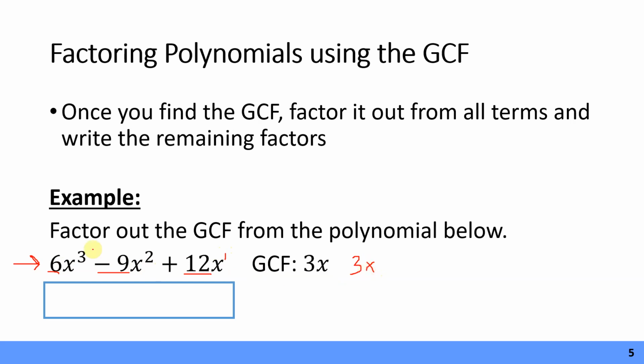And then once you find your greatest common factor, in order to factor out, what you do is that you put it outside and then you open parentheses. So we're going to open parentheses. And then all of the terms here are going to have 3x. It's not that hard to do. So what you do is that you divide the 6 by 3, so that gives me a 2.